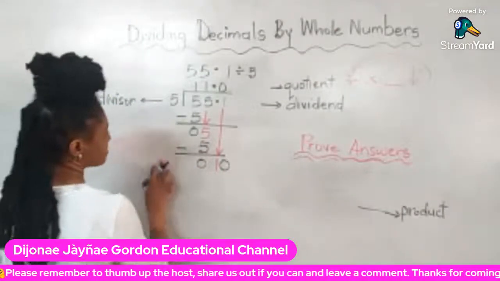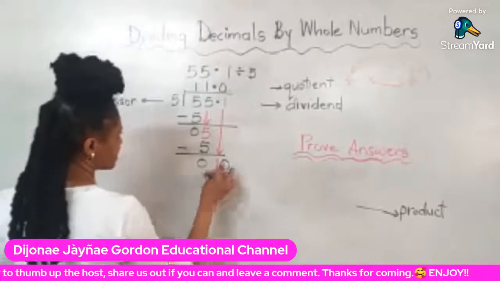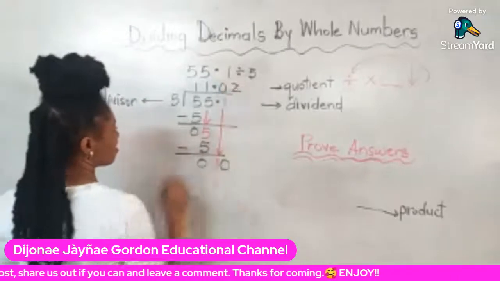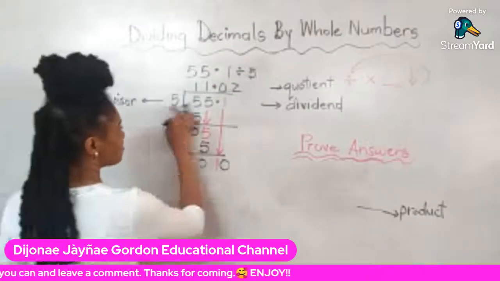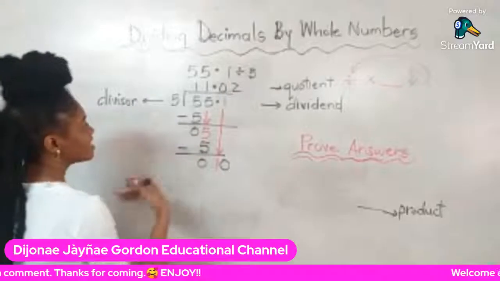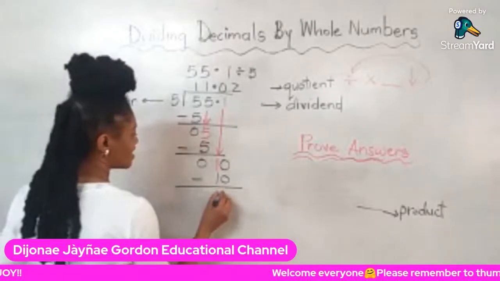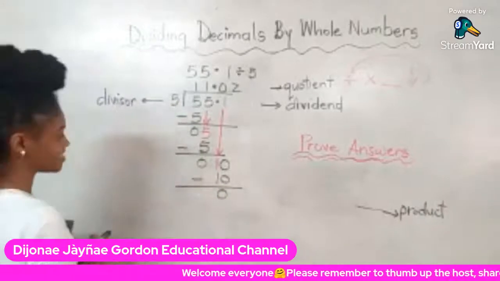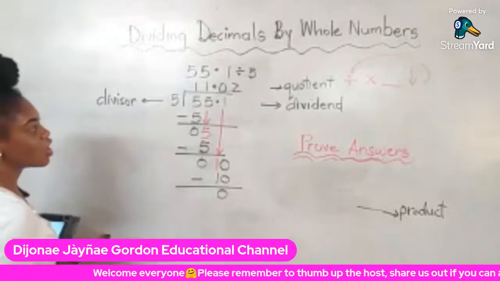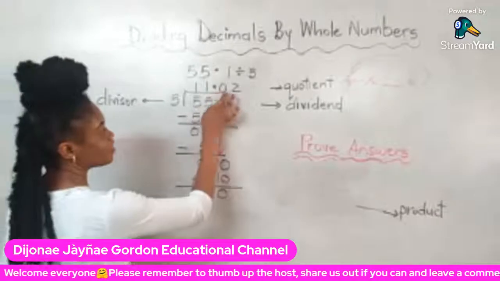How many groups of 5 can you get from 10? We can only get 2 groups of 5. 5 multiplied by 2 is 10, and of course I'm going to write my 10 down, draw my line, and I'm going to have 0 right here after taking out 10 from 10. So our quotient is 11.02.